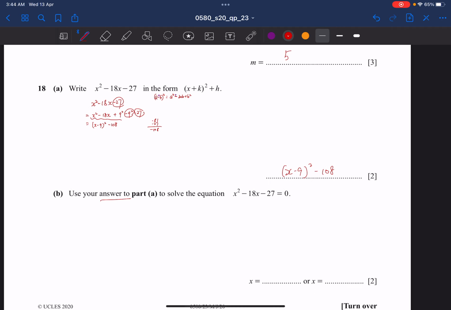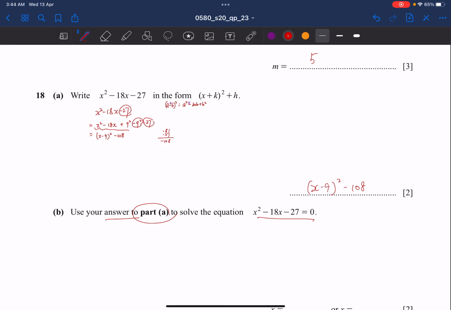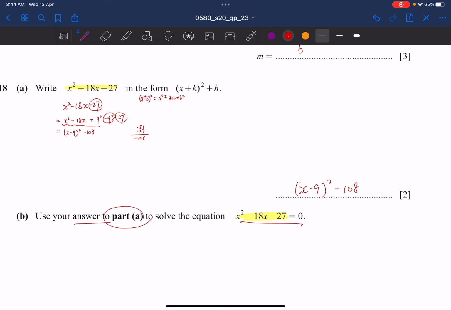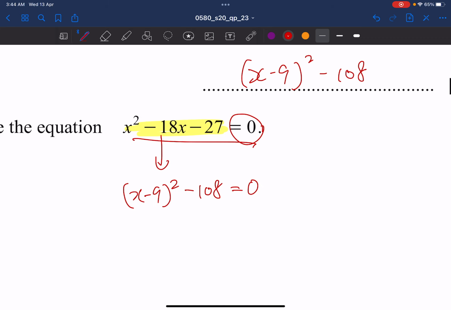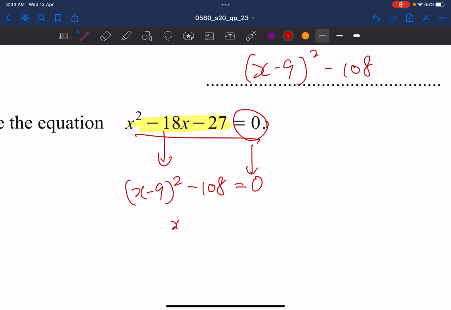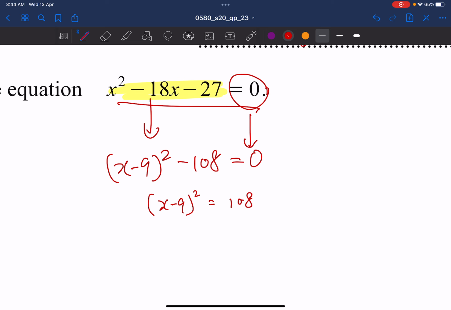Use your answer to part A, solve this thing. So if you try to observe, this is what we have seen in part A. So this will be (x minus 9) squared minus 108 equals 0. Okay, right? So we have (x minus 9) squared equals 108. So x minus 9 equals plus minus square root 108.